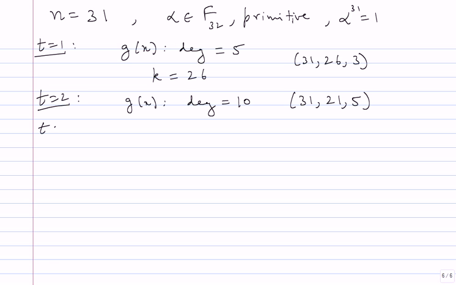Okay, so let's do t equals 3. Then g of x would have degree 15. You'll see once again it'll have 15. In fact, every minimal polynomial in this field has to have degree 5. Why? I gave some detail in that class which will quickly tell you that every minimal polynomial, well, except for 0 and 1. 0 and 1 have x and x plus 1, right? Every other minimal polynomial will have degree 5.